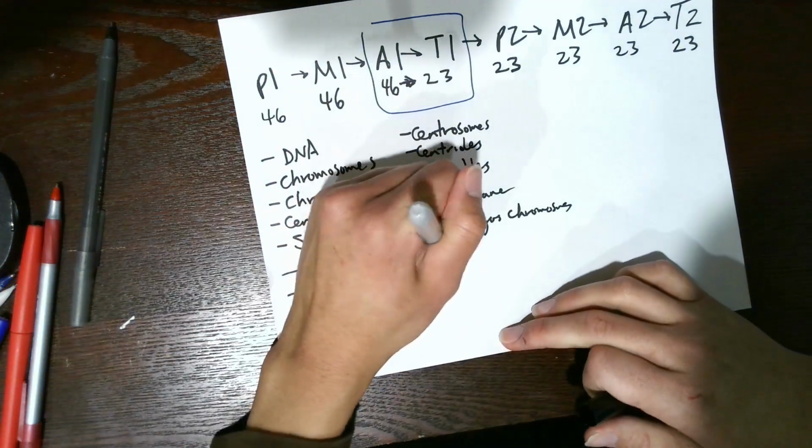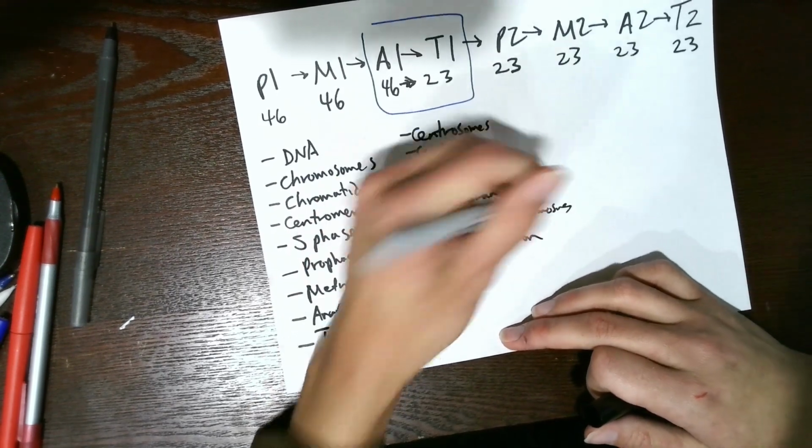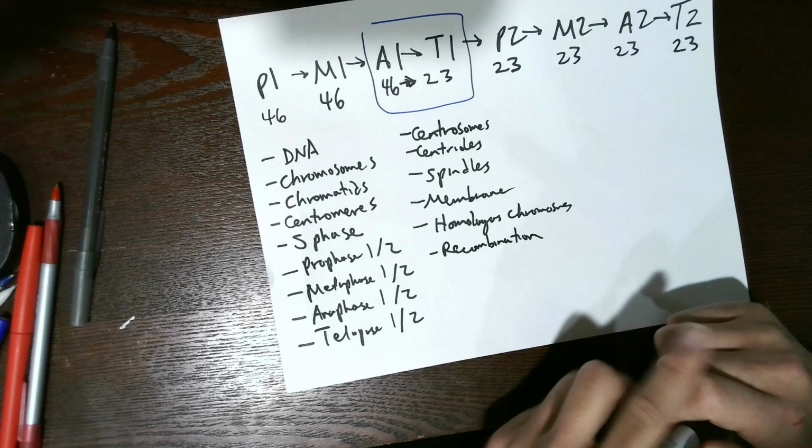All right. The last thing I wanted to do is, I forgot a word. That's an important word. Recombination. And there's probably other words that I just can't think of right now, but you can find them as you go through the video. The other thing I want to go through is one of the FRQs for AP Bio.